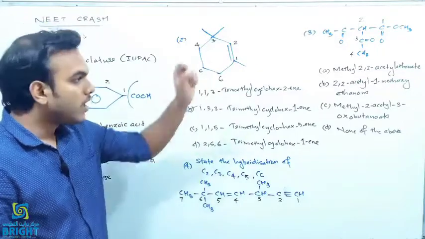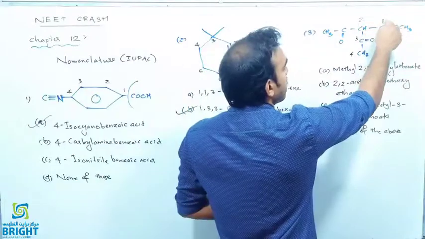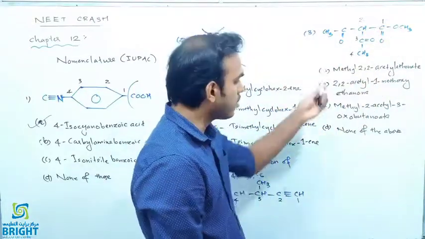Is that clear? Let us go to the third question. In this question, I am numbering from this side: 1, 2, 3, 4. Then only you will get the answer with respect to the given options.